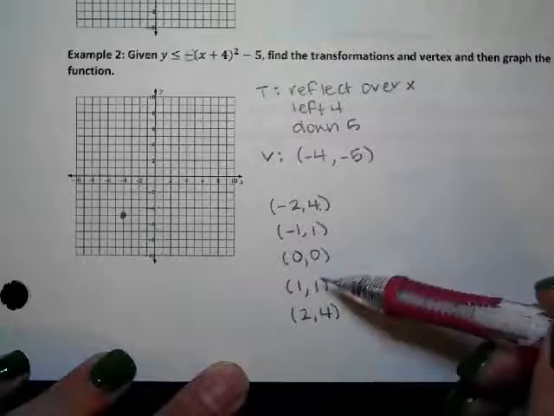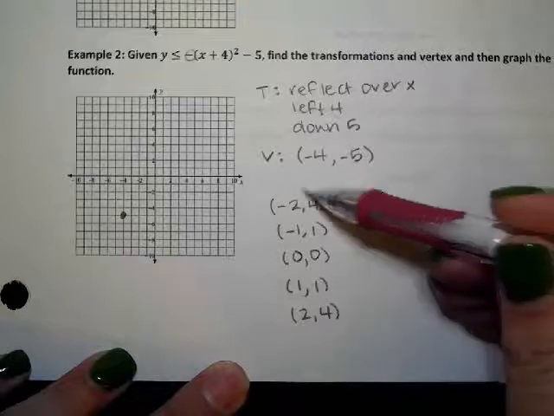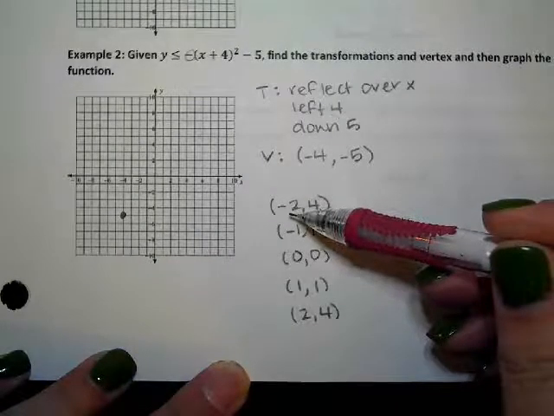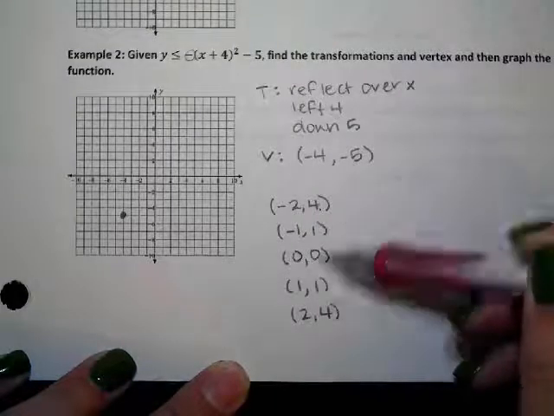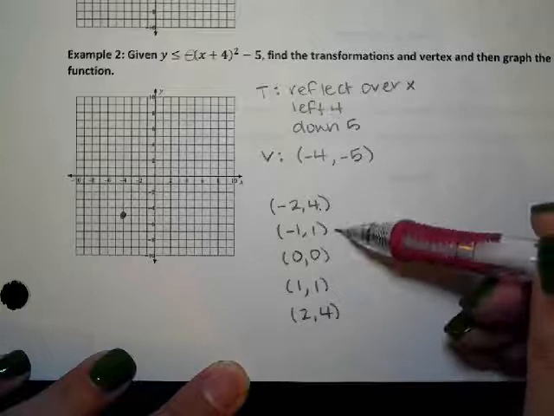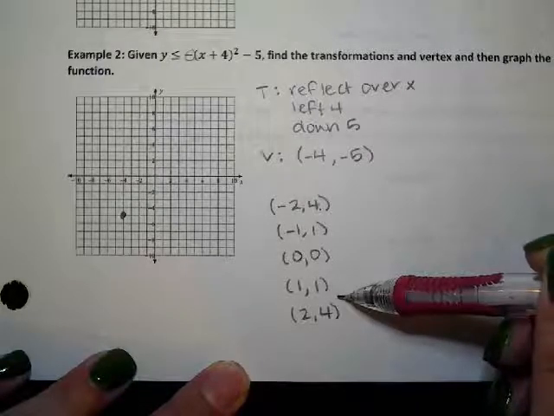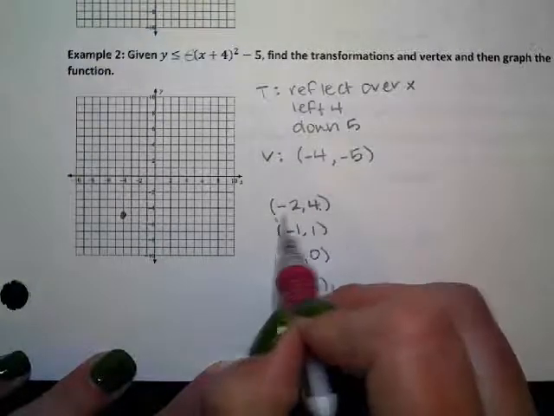If we were to have made our table bigger for the absolute value, the next point would have been negative 3, 3. And if we made it bigger for a quadratic, it would be negative 3, 9. So if we made the table bigger, they would be even more different than they are. Right now they look slightly different, but if we made the table bigger, they would be way different. Okay, so we've got this.